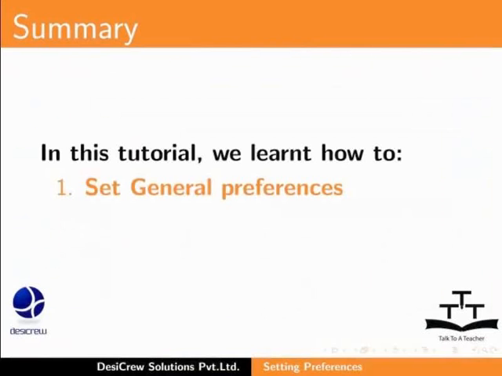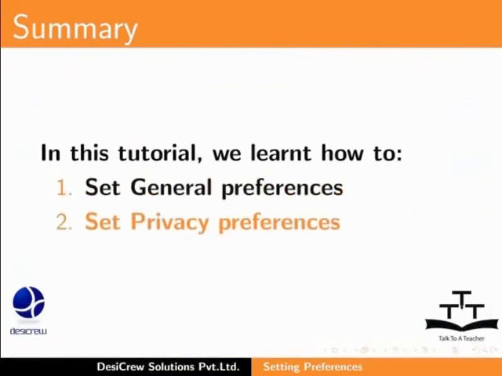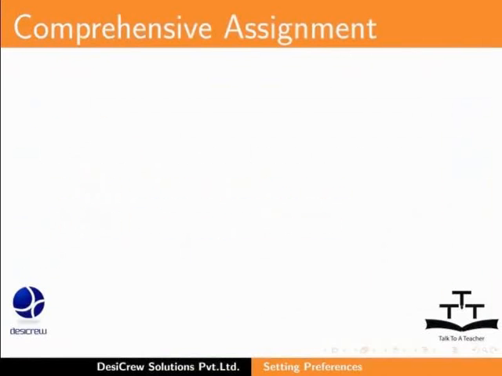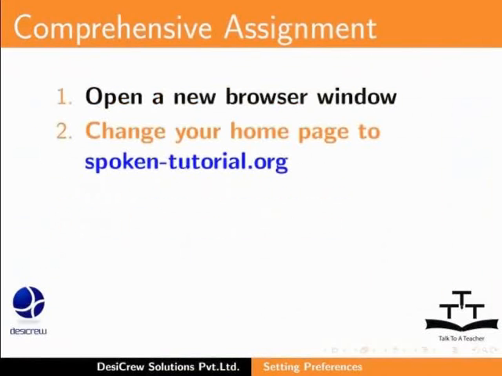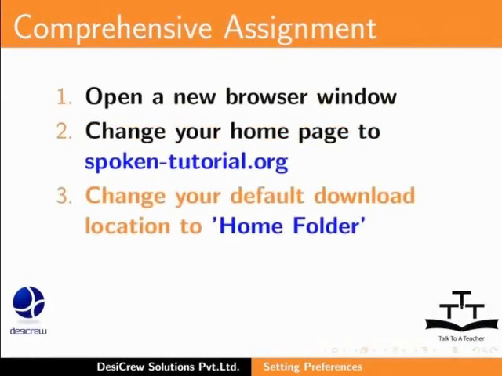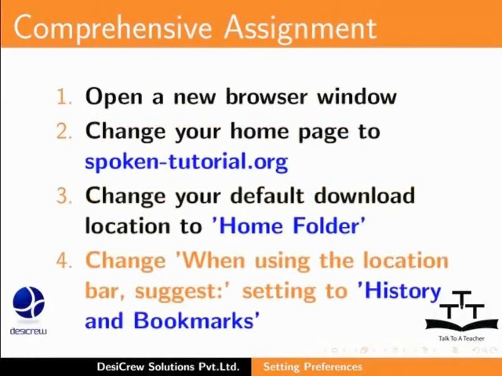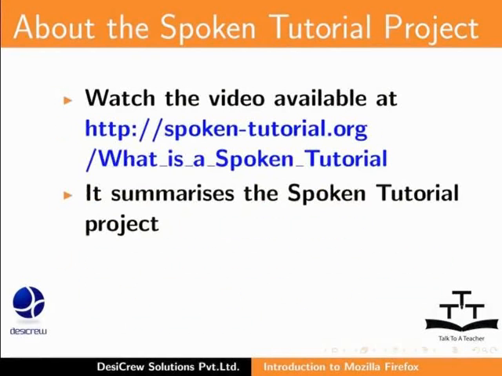In this tutorial, we learned how to set general preferences, set privacy preferences. Try this comprehension test assignment. Open a new browser window. Change your home page to spoken-tutorial.org. Change your default download location to Home folder and change your When using the location bar suggest setting to History and Bookmarks.